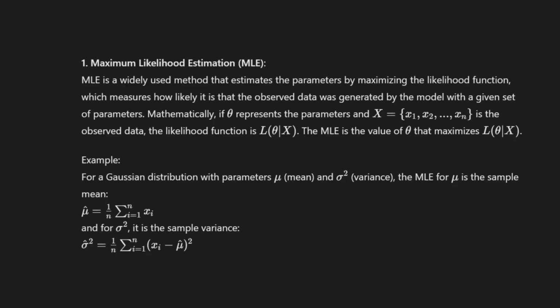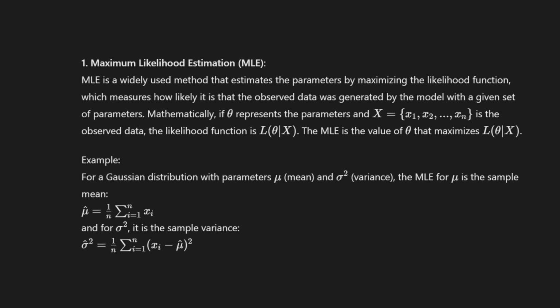So methods of parameter estimation. There are several methods, each with its own principle and application. First is maximum likelihood estimation, MLE. MLE is a widely used method that estimates the parameters by maximizing the likelihood function, which measures how likely it is that the observed data was generated by the model with a given set of parameters. Mathematically, if theta represents the parameters and X is the set x1, x2 up to xn of observed data, the likelihood function is L(θ|X). The MLE is the value of theta that maximizes L(θ|X).